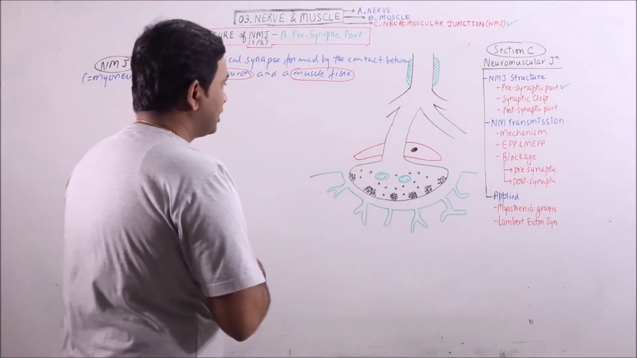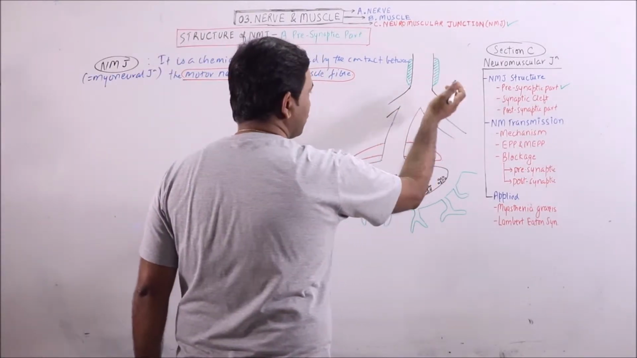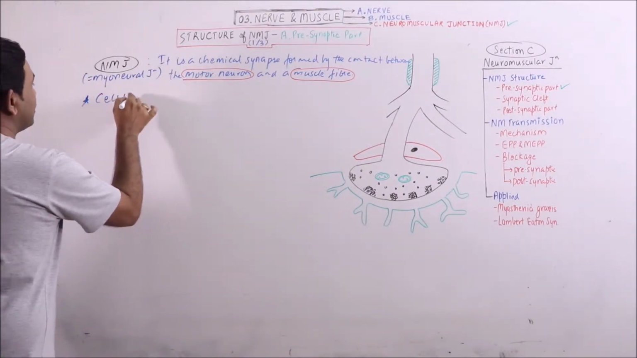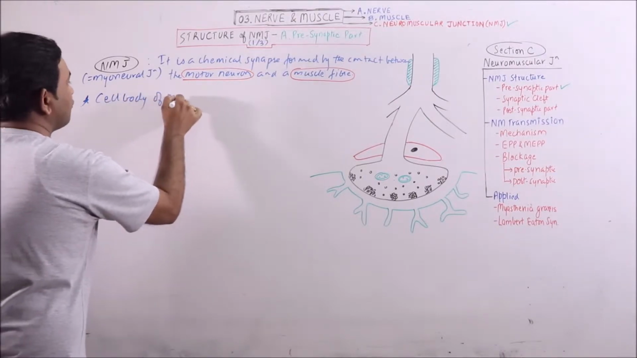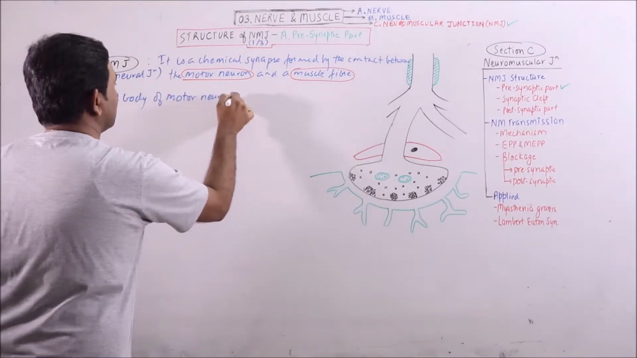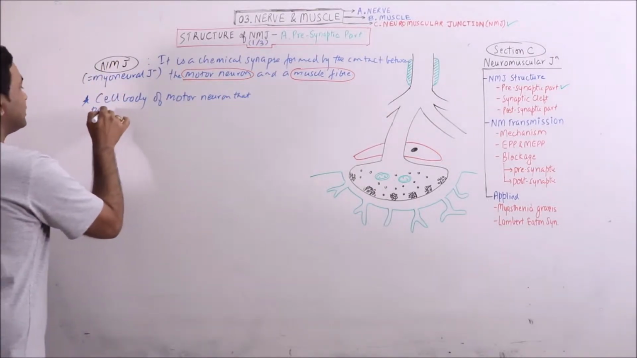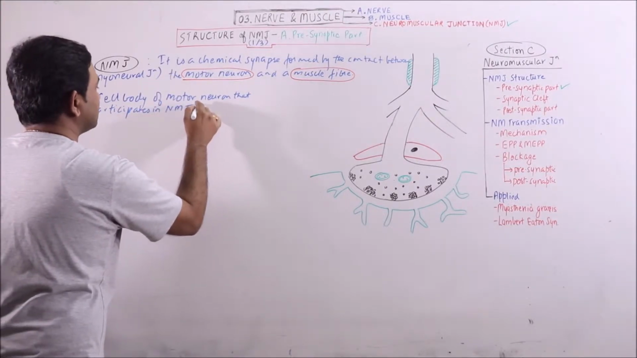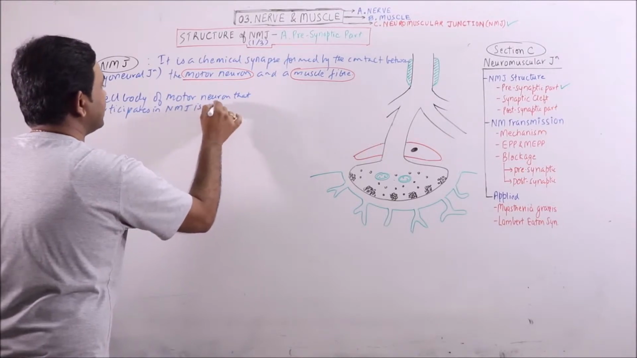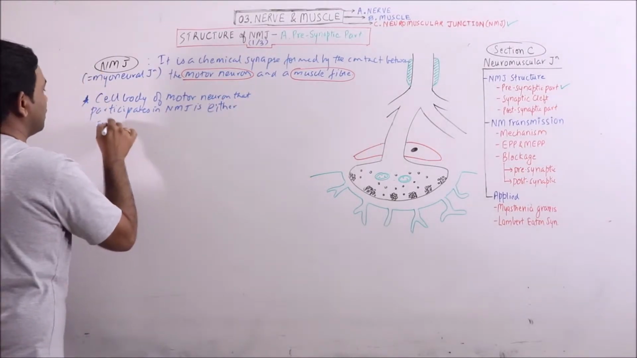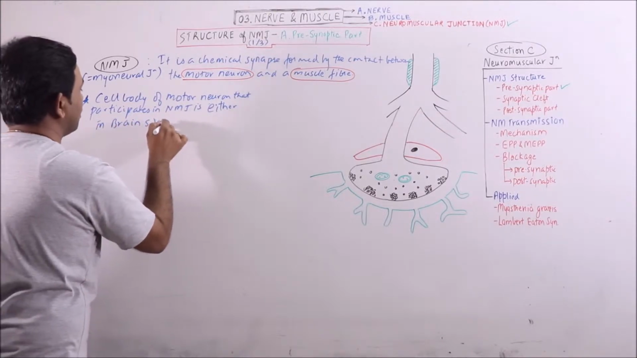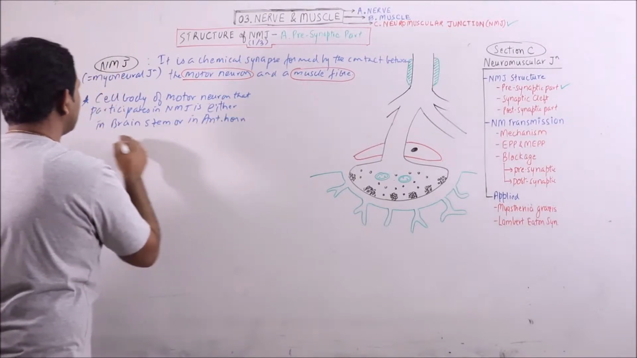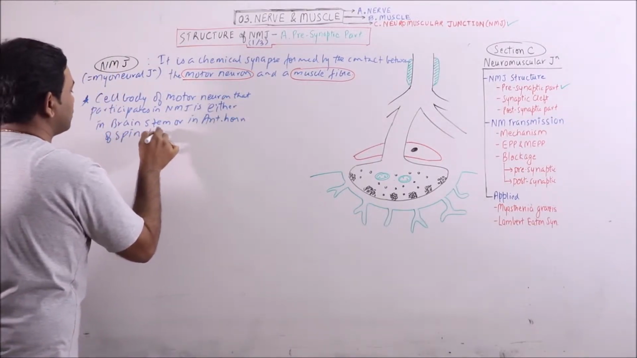Now, presynaptic part is having the motor neuron. It's important to know that the cell body of motor neuron that participates in neuromuscular junction is either in brainstem or in anterior horn, that is ventral horn of spinal cord.